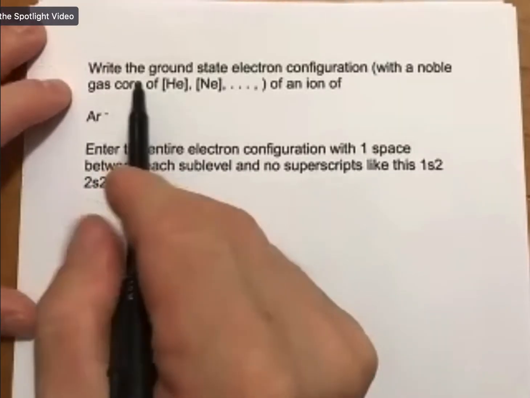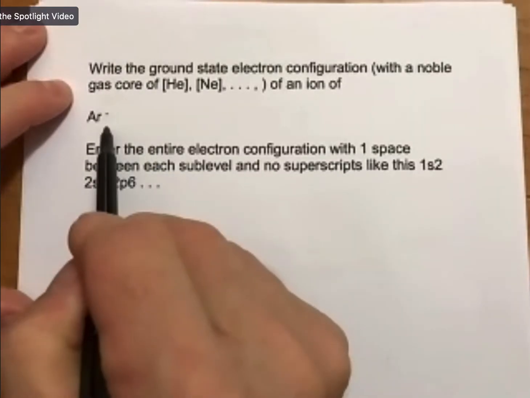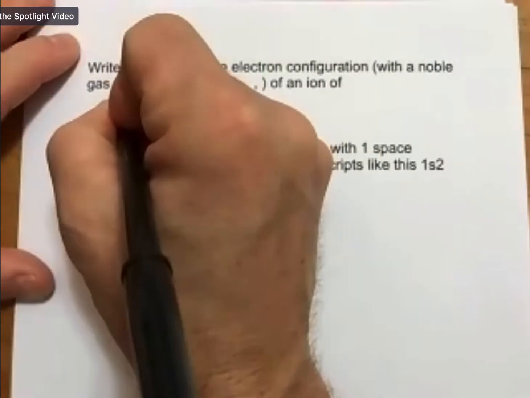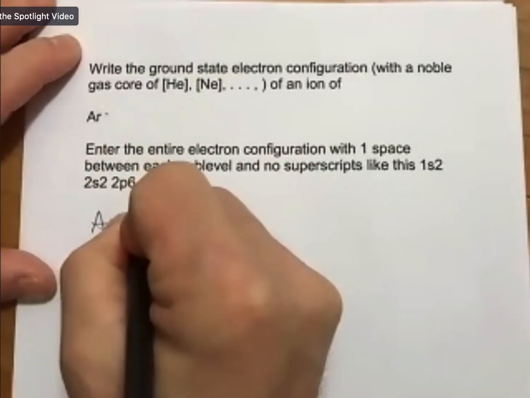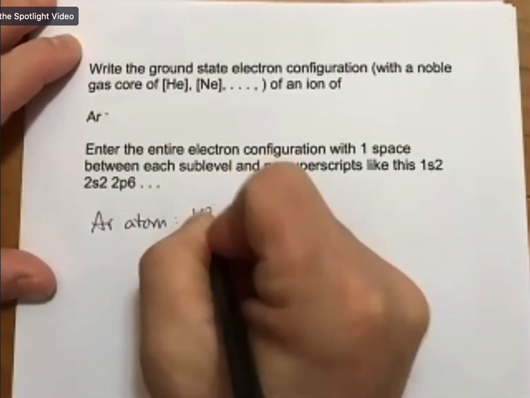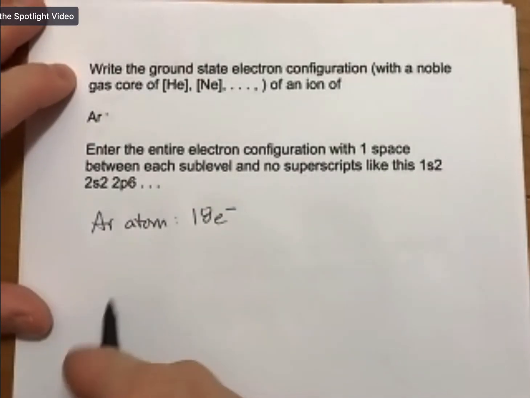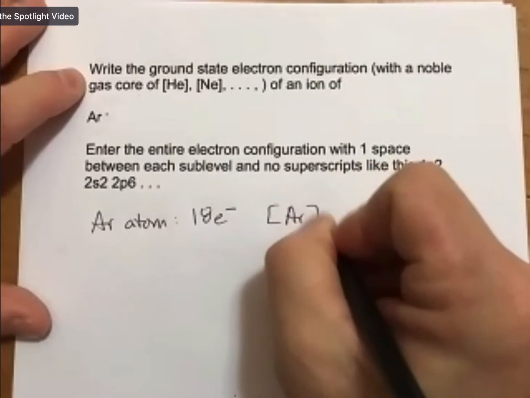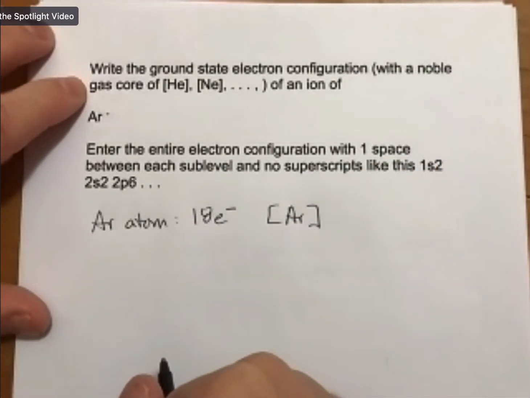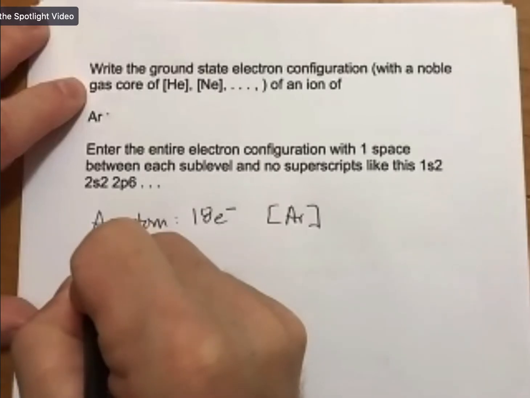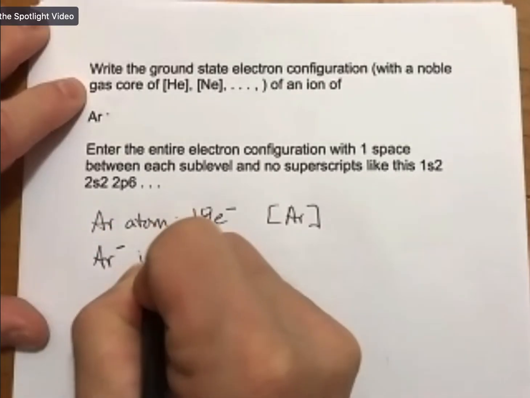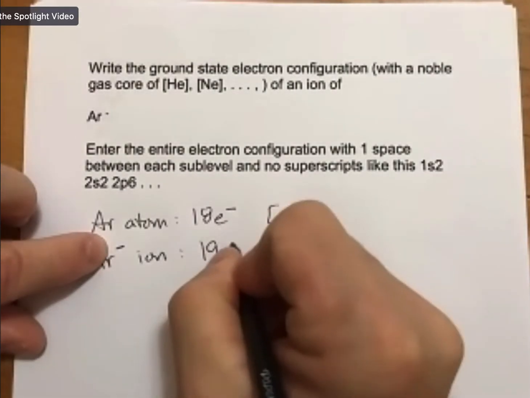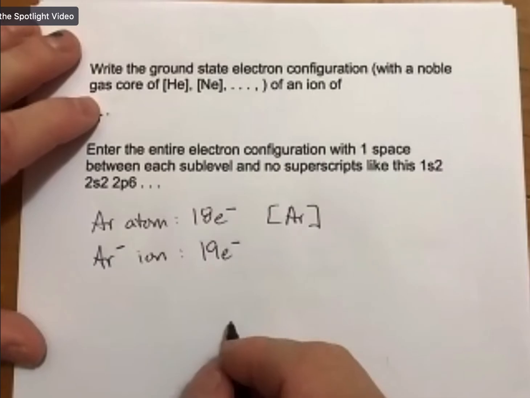So, argon is element number 18. The argon atom will have 18 electrons, and writing it with a noble gas core, that would just be argon, and that's fine. Then if we want to do argon minus, because it's negative, that means it has one more electron, so 19 electrons.